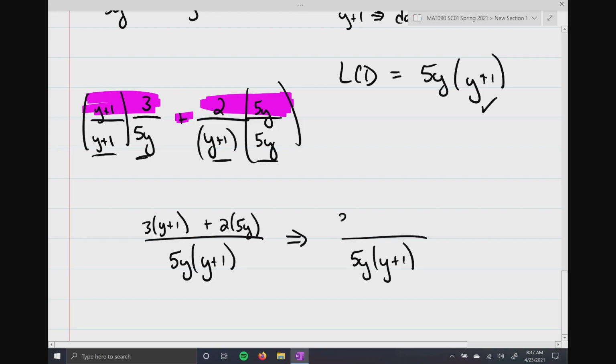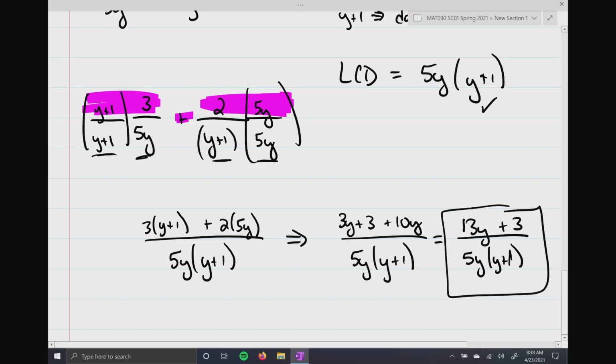I get 3y plus 3 plus 2 times 5 is 10 times y. Now I just group like terms. 3y plus 10y is going to be 13y plus 3, and all that's going to be divided by 5 times y plus 1. Before you circle your answer, you want to make sure you try to simplify. The 13 and the 3, there's no GCF or anything, so there's nothing I can do with that numerator. So I circle it and move on.